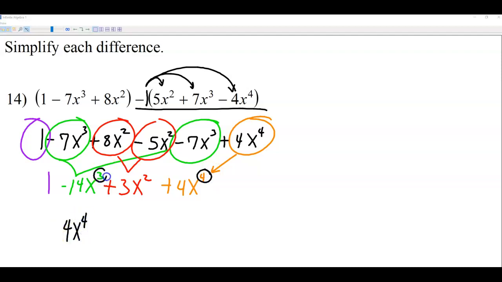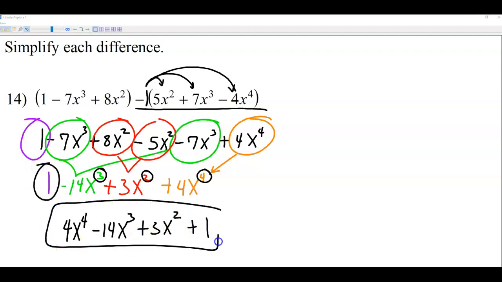The next power that's biggest would be the 3, so we'll put the negative 14x to the third next. The next biggest power is 2. So we'll put that 3x squared next, followed by the 1 here that doesn't even have an x on it. We'll just put that at the end. Usually the constants just go at the end there. And that would be our final answer there.